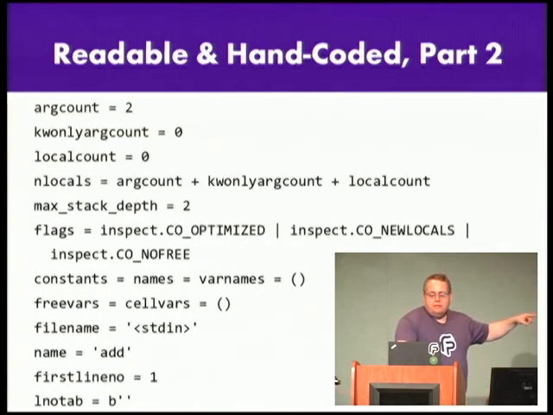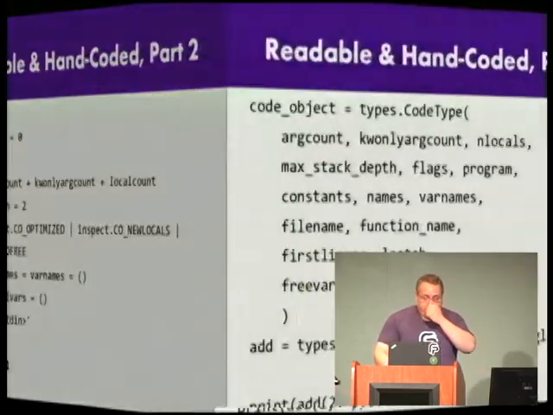Name of the function is add. First line number is 1. LNO table, that's empty, again, because I'm a jerk. If the binary add fails, it's not going to have line numbers. And finally, we're going to create the objects.